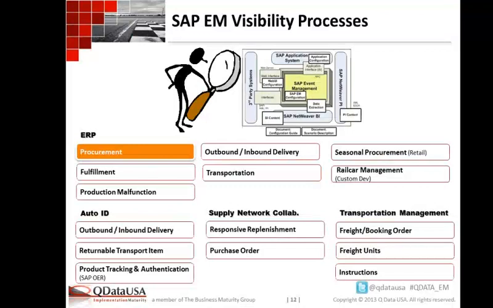The visibility processes, just a quick overview of some of them. The procurement one is the one that we're going to deal with right now, and that comes out of ECC. For the fulfillment process, we've got deliveries, purchase orders, production orders, transportation. In the auto ID space, if you're doing barcoding and stuff like that, we've got returnable transport items, product tracking and authentication. Also in the procurement space, if you're using SNC, we've got responsive replenishment and purchase order functionality too.